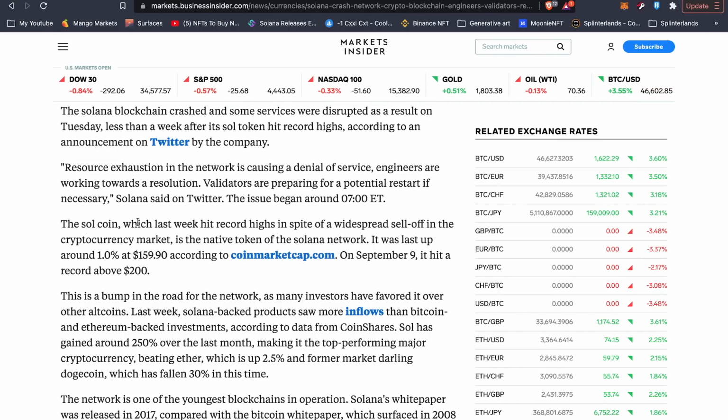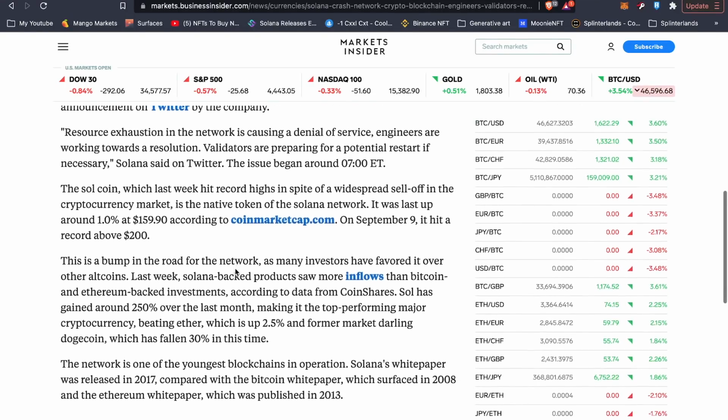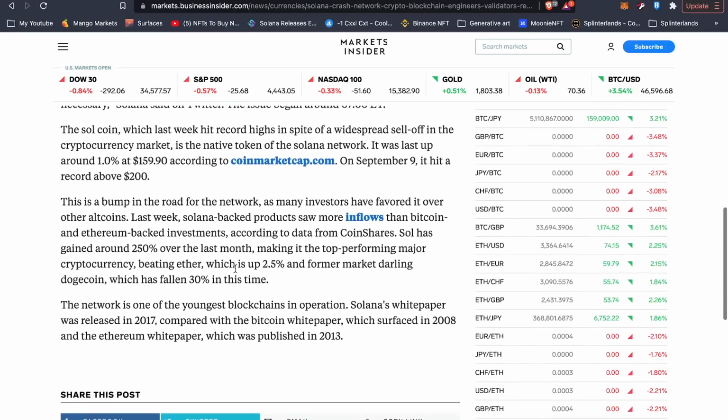And so the Sol coin, which last week hit record highs in spite of widespread sell-off in the cryptocurrency market, is the native token of the Solana network. It was last up around 1% at $159.90, according to CoinMarketCap. On September 9th, it hit a record above $200.